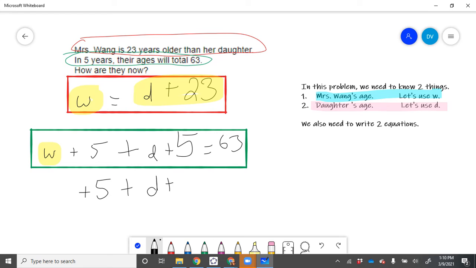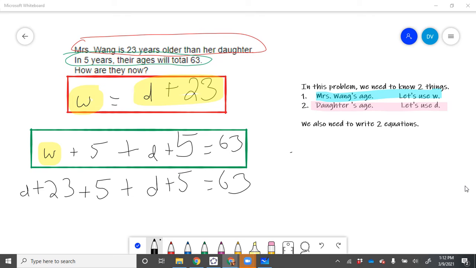Plus D plus 5 equals 63. But instead of writing W, since we're going to replace it with D plus 23, that's exactly what I'm going to do, 23. All right. Now this equation is actually easier, even though it's a little bit longer than the two that we have in the red and the green. And the reason it's easier is because it has only one letter, the letter D. It shows up a couple of times, but having just one letter makes our problem easier.